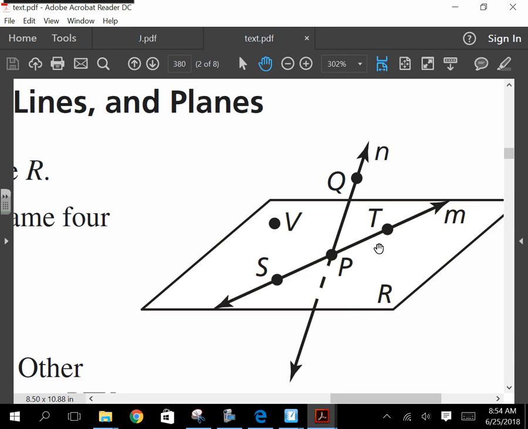That's all intersection means. It's what are the points in common between the two structures coming together. In this case, the point that the plane and the line have in common is point P. They share that point. They're meeting at that point. Let's finish this video and we're done.